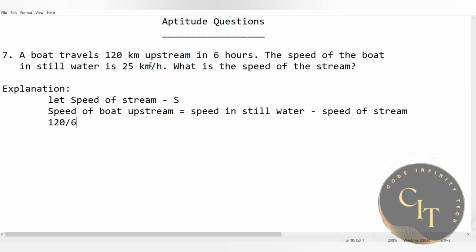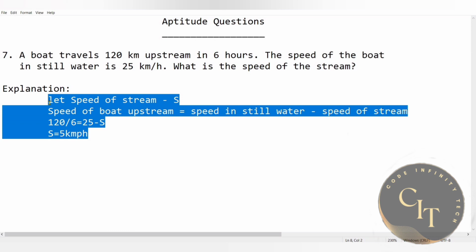So we have the speed of the boat upstream as 120 kilometers in 6 hours. So speed is equal to distance by time, we know that. So 120 by 6 equals speed in still water, that is 25 kilometers, minus the speed of the stream, s. So finally the s value equals 5 km per hour.